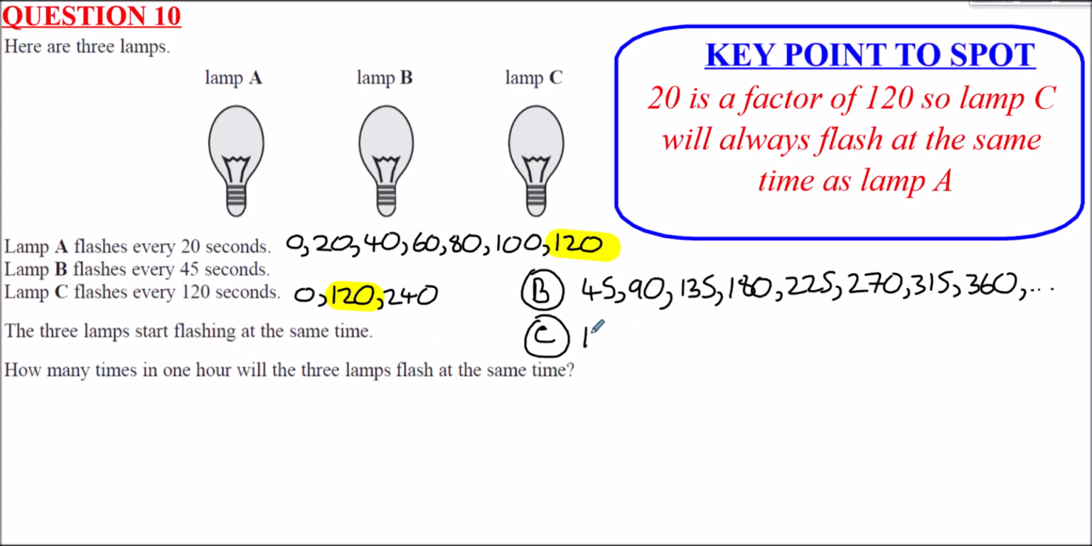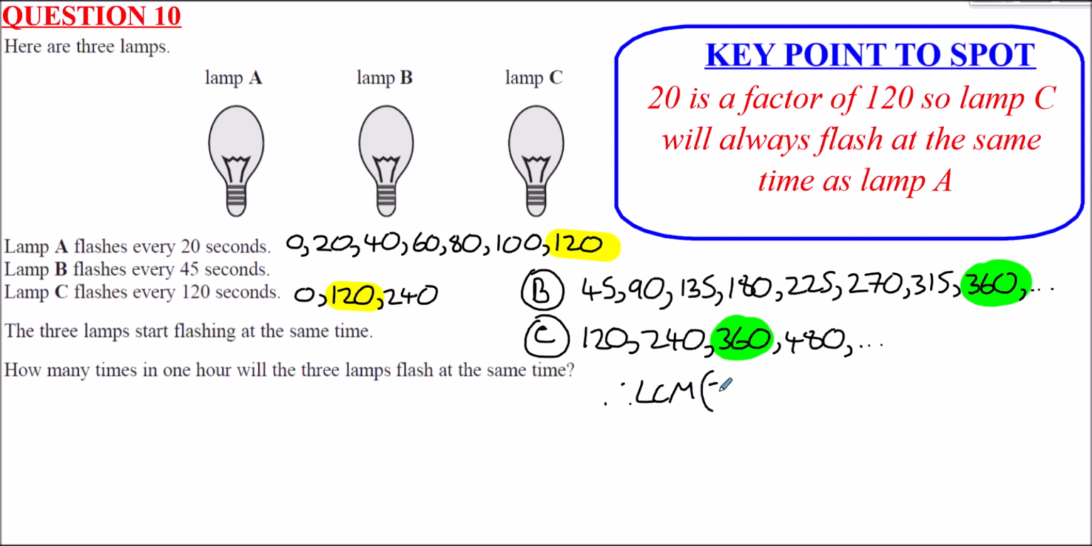Whereas multiples of 120, 120, 240, 360, 480, and so on and so on. But hopefully you've spotted already that there's a number that's appeared already in each list, which is 360. So therefore, the lowest common multiple of 20, of 45, and of 120 equals 360. So that's 360 seconds. So what that means is, therefore, A, B and C, they flash together every 360 seconds.